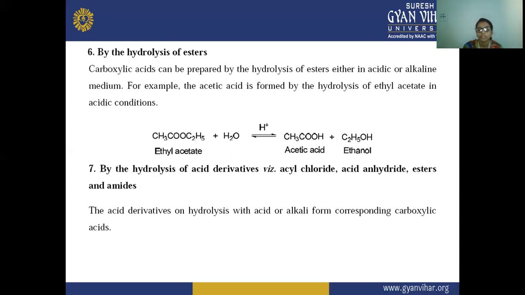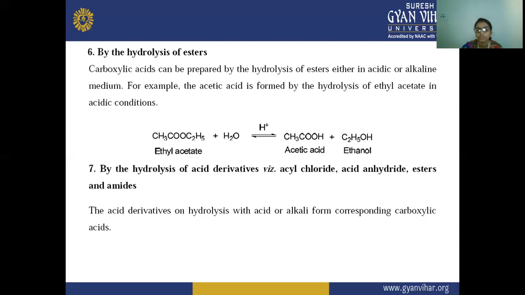So here alcohol is also formed from this ethyl acetate. So this ethyl acetate, CH3COOC2H5, plus H2O, and here H positive means the acid hydrolysis is occurring, and from this acid hydrolysis the acetic acid is formed, plus your alcohol is also formed. CH3COOH is your acetic acid, and next is your ethanol, C2H5OH.